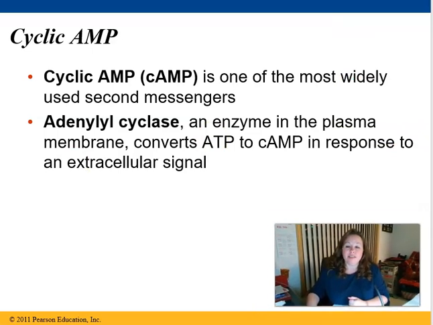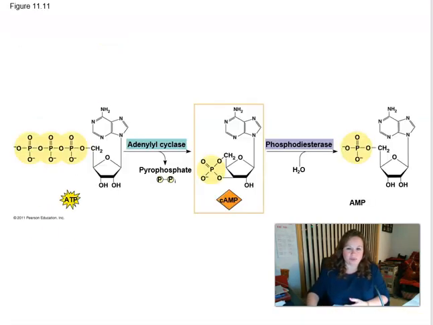So a very popular second messenger is a relative of ATP. Remember, ATP stands for adenosine triphosphate. It has 3 phosphate groups. Well, there's a relative called adenosine monophosphate, meaning it only has 1 phosphate group. So adenosine monophosphate, let's see if we can get a picture here. There's ATP with its 3 phosphate groups, but here's AMP, adenosine monophosphate. It just has the 1.